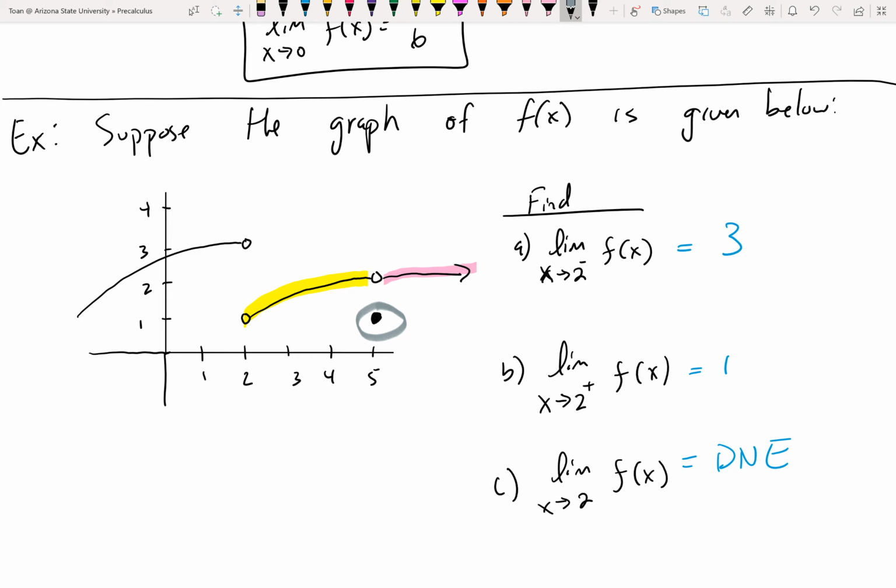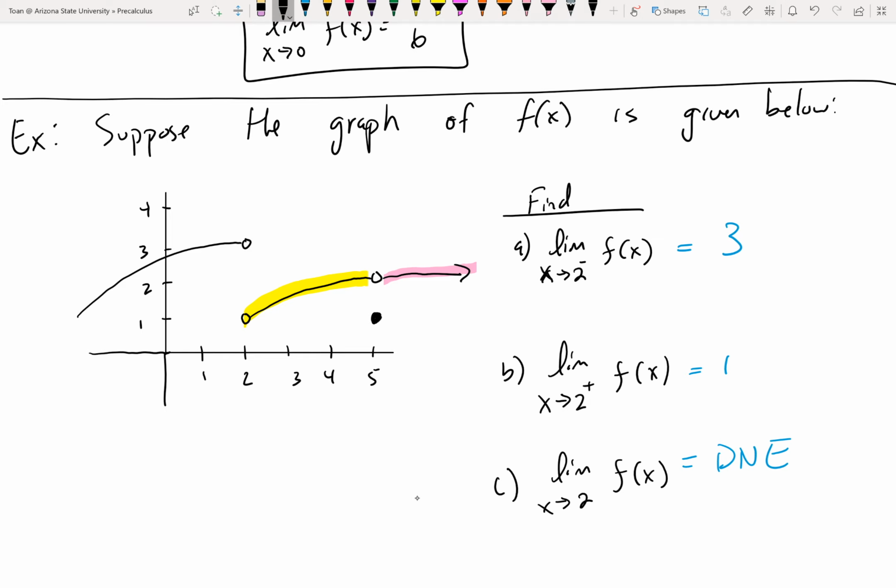So that's sort of the key thing that I want to really hammer in your minds. When it comes to the idea of limits, it's not what happens exactly at the point, it's what happens around the x value as you approach from the left and to the right.